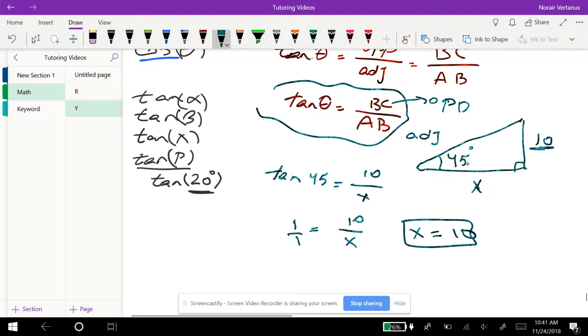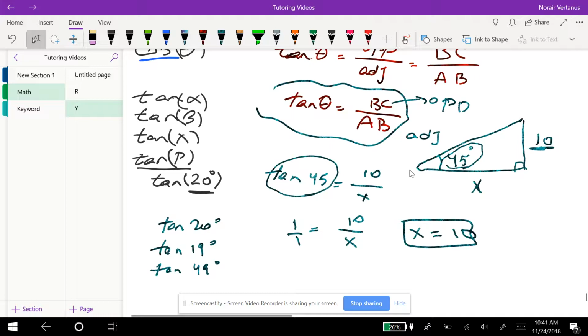It doesn't matter what this angle is. Whatever the angle is, you can use a calculator to find the tangent of that angle. It could be tan of 20 degrees, tan of 19 degrees, tan of 49 degrees, whatever it is. Use a calculator to find this quantity, then write this ratio and solve for the unknown. Cool.